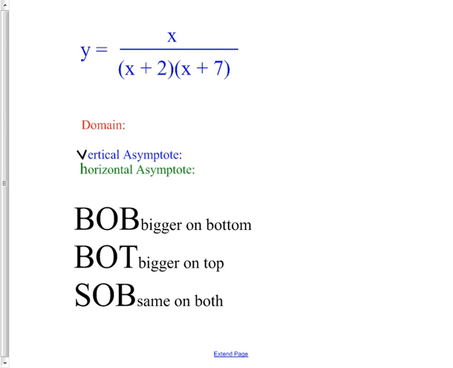Start with the domain. Again, you should be able to handle that by now. Except now write it in this way: all real numbers except x cannot be whatever. Okay, write me the domain for this thing. Then use that to tell you the verticals. And then use bigger on bottom, bigger on top, same on both to figure out your horizontals. I'll give you 30 seconds to comply.